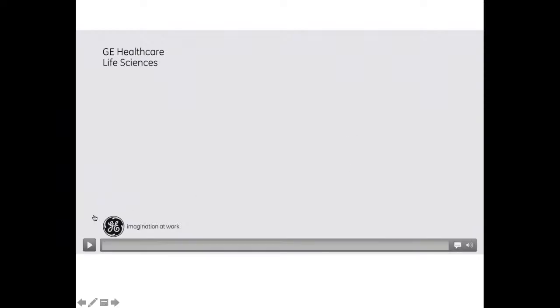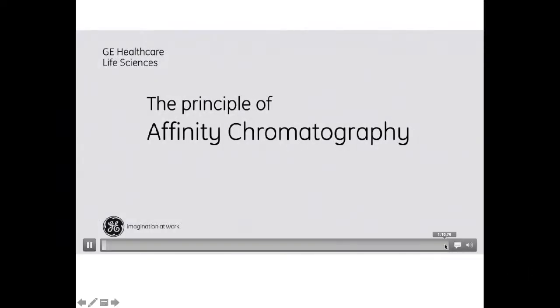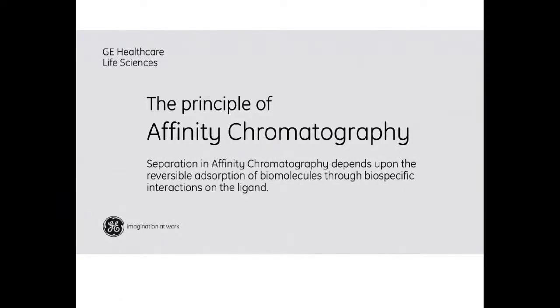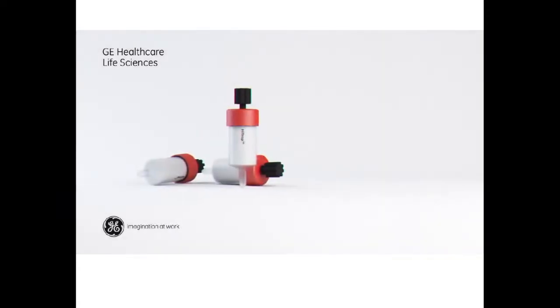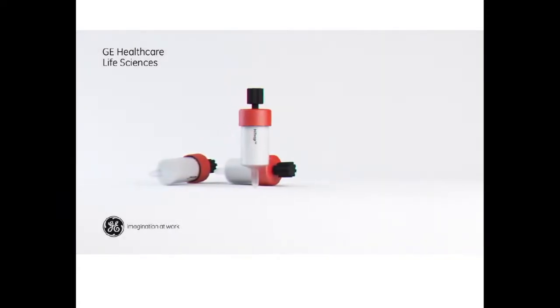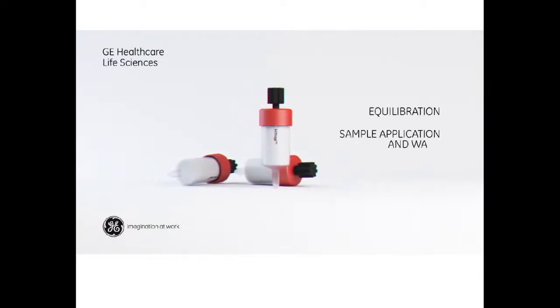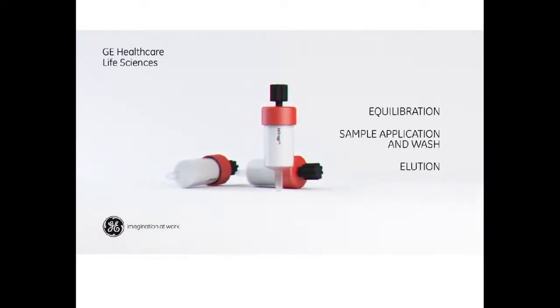So let's see how we do this. Separation in affinity chromatography depends upon the reversible adsorption of biomolecules through biospecific interactions on the ligand. Most affinity chromatography experiments are performed in three main stages: equilibration, sample application and wash, and elution.